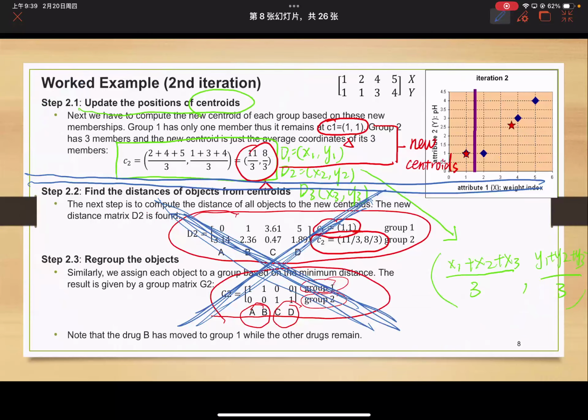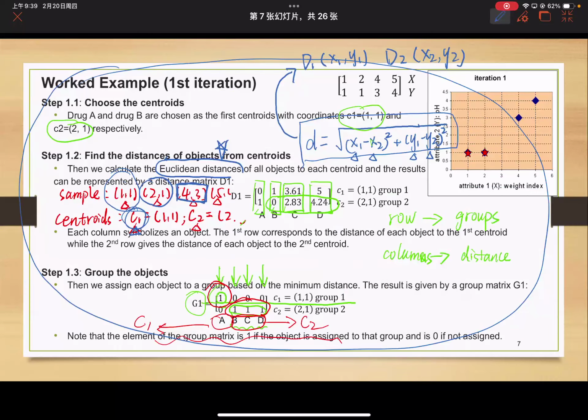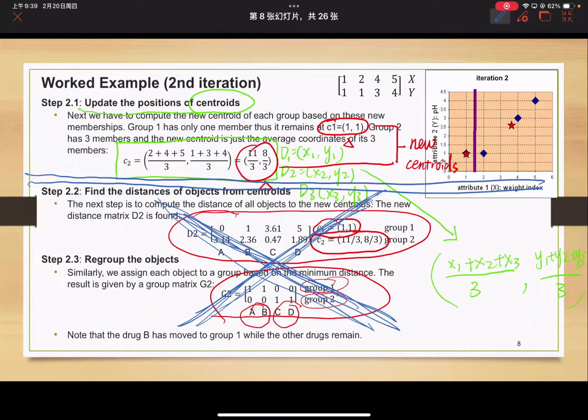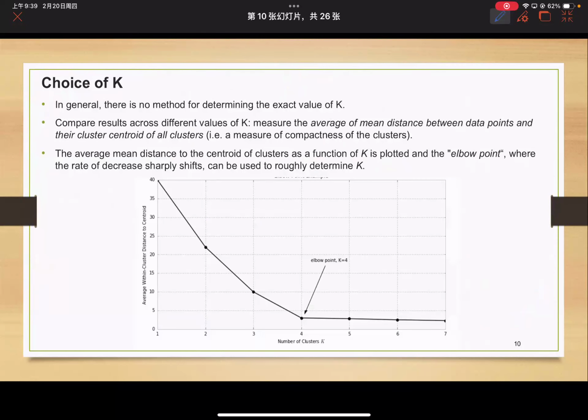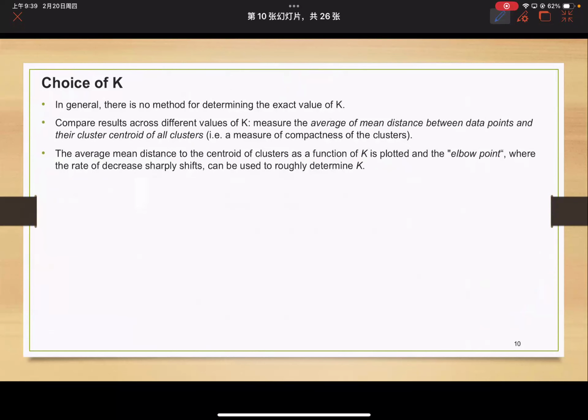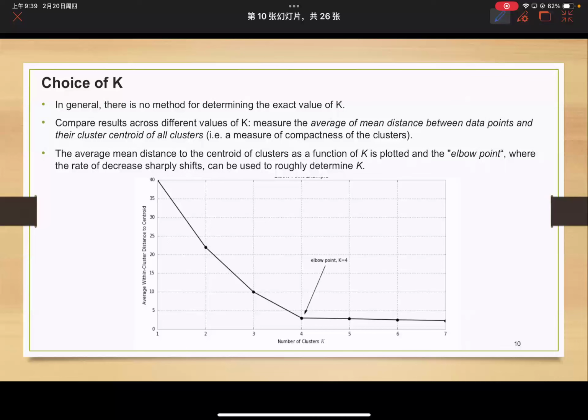And in the revision class or later, we will look at some examples of the questions to calculate the things again. So don't worry. Okay. So then in this example, we define our k value as 2. However, actually there's no method to determine the exact value of k. So we never know how many clusters or how many groups there should be. And similar with k in KNN, we need to set the k value by ourselves, or we need to tune this k value by ourselves.